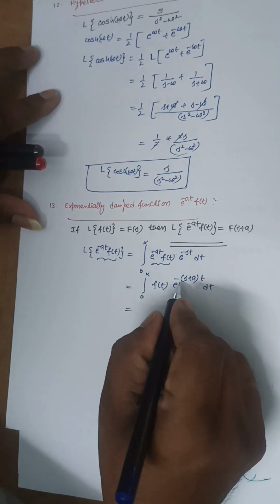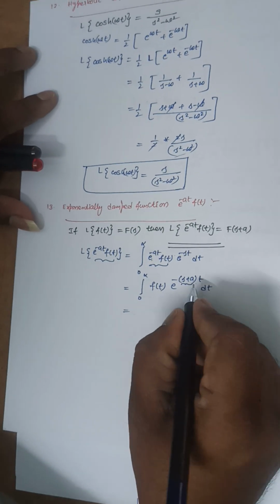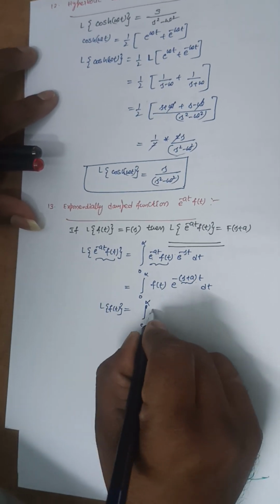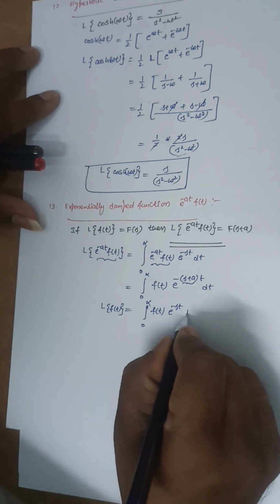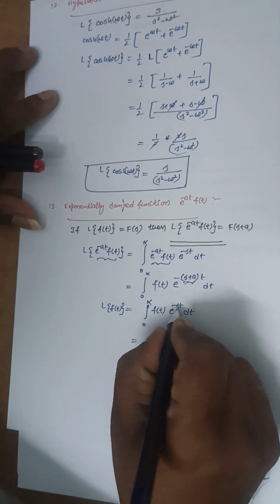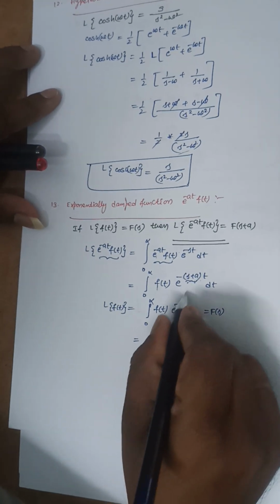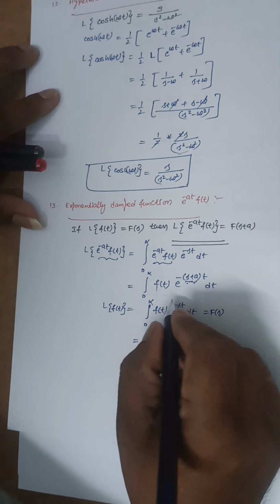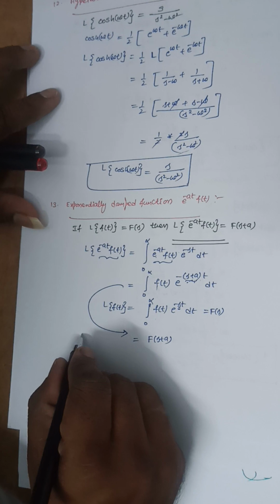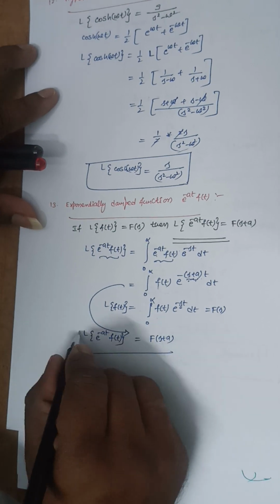If I take the negative sign, it becomes this, and in place of s it is s plus a. What is the Laplace transform of f of t? It is the integral from 0 to infinity of f of t into e power minus st dt, but in place of s it is s plus a. All are the same except this, so it is equal to f of s actually. In place of s, here it is s plus a, so this will be f of s plus a. That is the Laplace transform of e power minus at f of t.